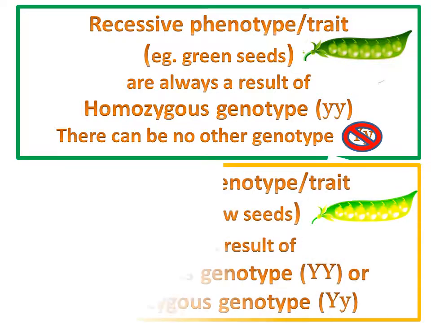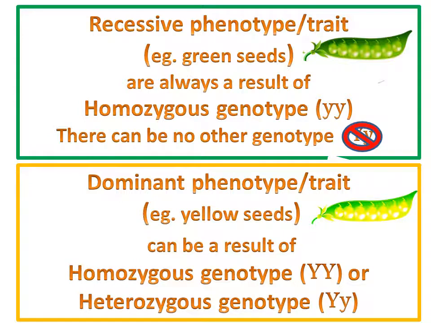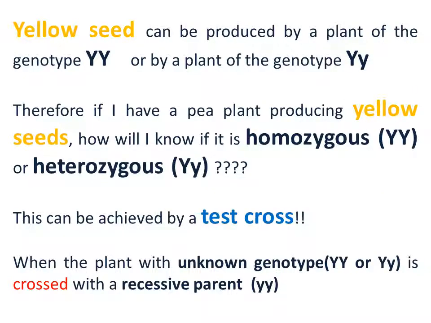But for a dominant phenotype or trait, for example, a plant producing yellow seeds, this can be a result of either homozygous genotype, that is capital Y capital Y, or heterozygous genotype, capital Y, small y. Yellow seeds, for example, can be produced by a plant of the genotype capital Y capital Y or by a plant of the genotype capital Y, small y.